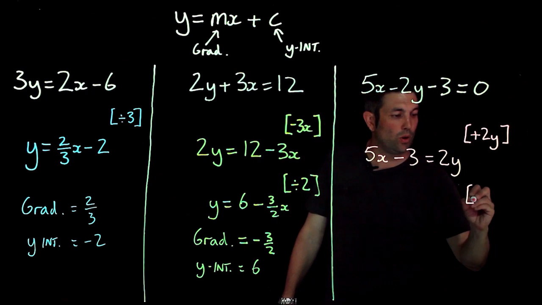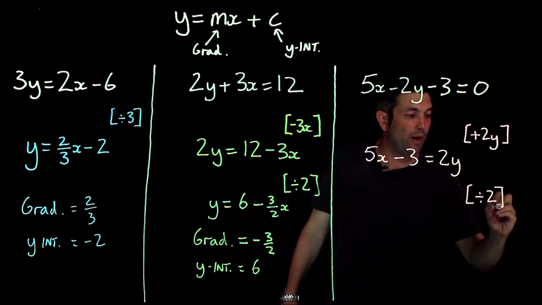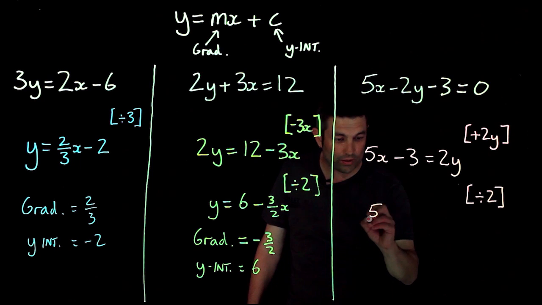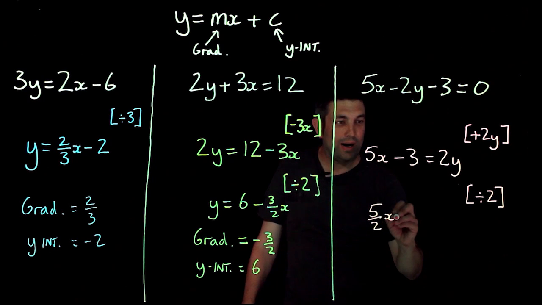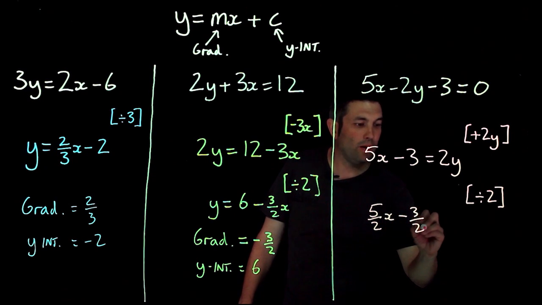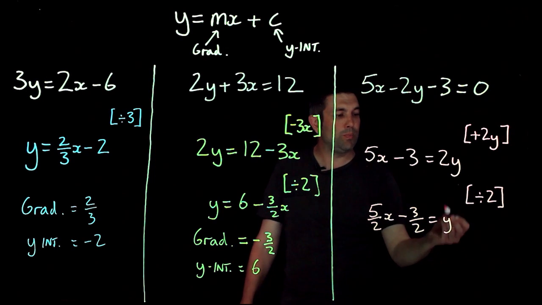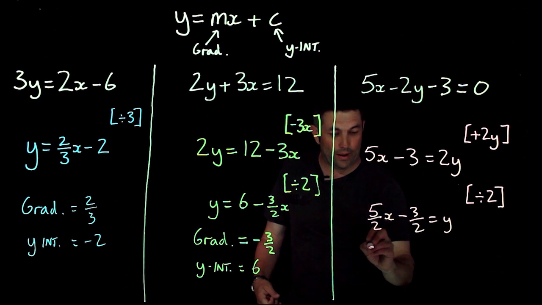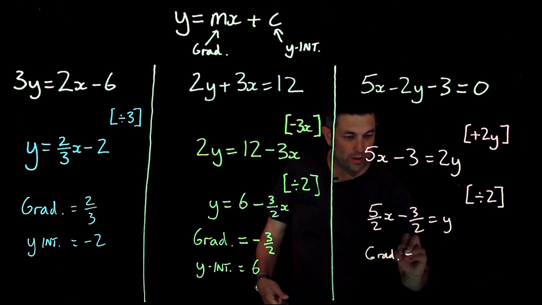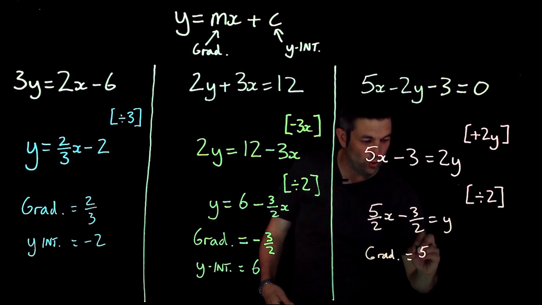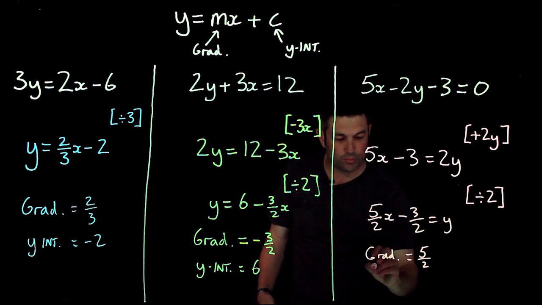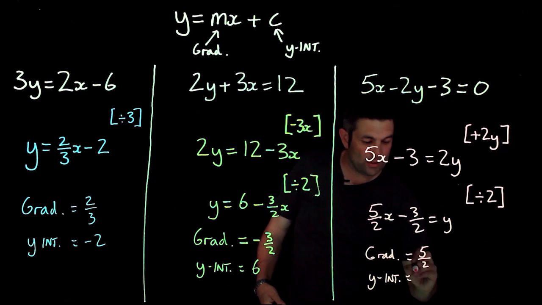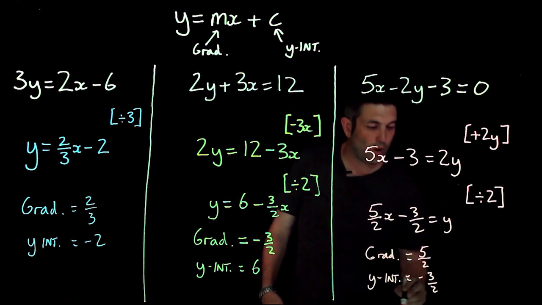Again, I've got two y's, I don't want two y's, I want one y. So divide by 2, and I've got, once again, a fraction. And don't be put off by the fact that y is on the right hand side, it makes no difference. And here we go, the number next to x is the gradient, so 5/2 or 2.5, totally up to you. The y-intercept is negative 3/2 or negative 1.5.